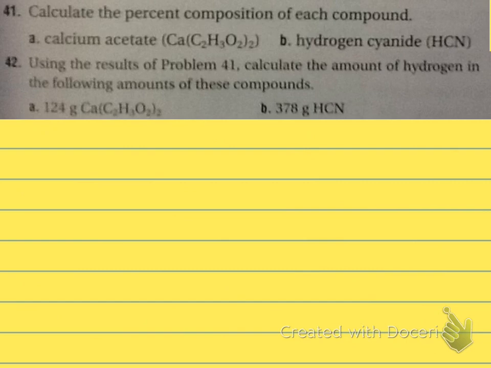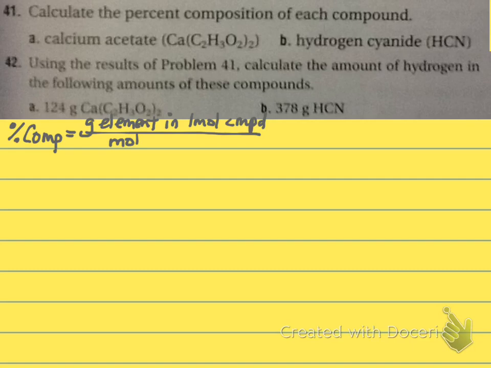41 says calculate the percent composition of each compound, and 42 asks you to use those results to calculate the amount of hydrogen in the following amounts of these compounds. So we're going to do A right now. Percent composition, so this is where it's asking you to do the percent composition equals the grams of the element in 1 mole of the compound divided by the molar mass times 100. And again, the reason we're using a different equation this time is because they didn't give us the masses like they did in number 39. So we have to calculate molar mass.